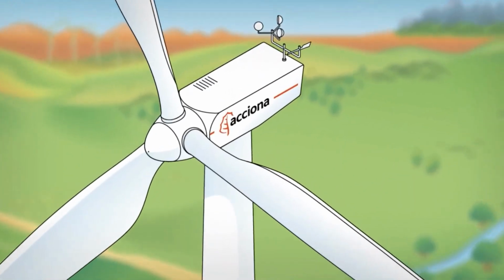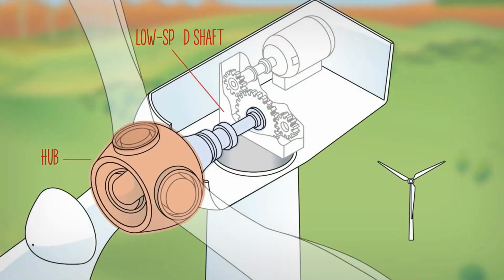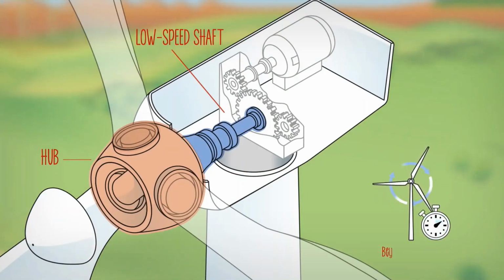The wind turns the turbine through the hub, which is coupled to the low speed shaft. The low speed shaft is given this name because it spins at the same speed as the blades, between 7 and 12 revolutions per minute. To produce electricity, it is necessary to increase the turning speed of the low speed shaft.